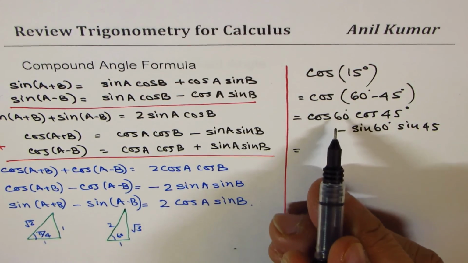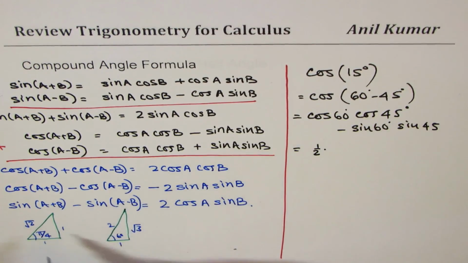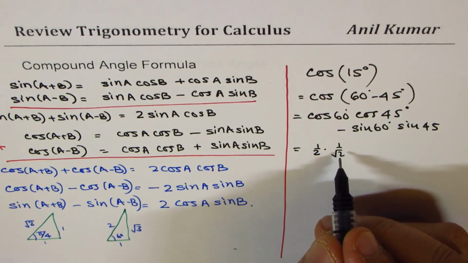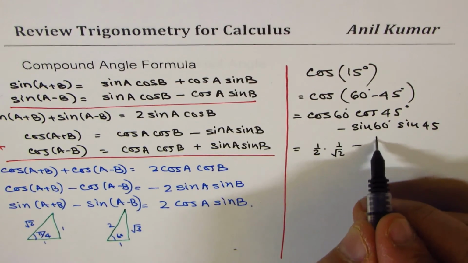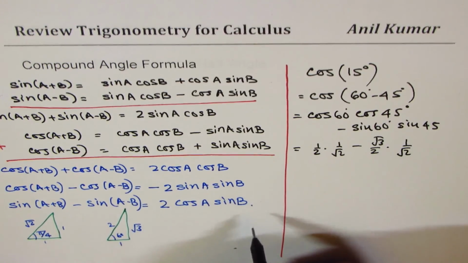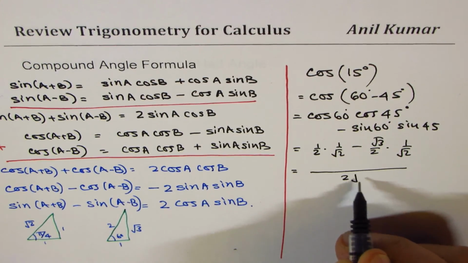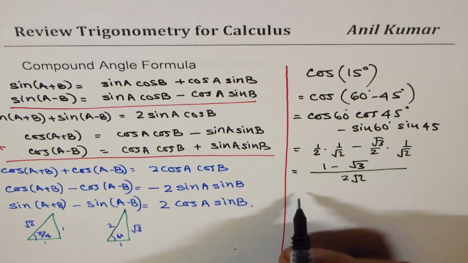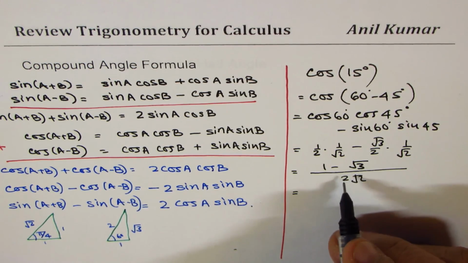Now, cos of 60 degrees is half. Cos of 45 is 1 over square root 2. Minus sine of 60 degrees is square root 3 over 2. And sine of 45 is 1 over square root 2. So now you can take common denominator of 2 square root 2. And what you get here is 1 minus square root 3, right? You may have to rationalize it.